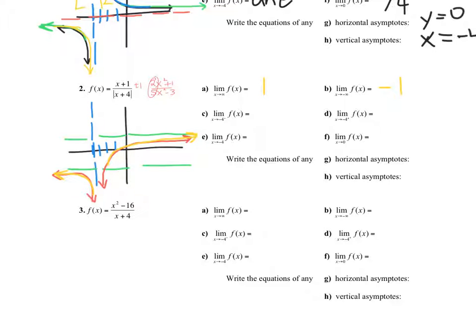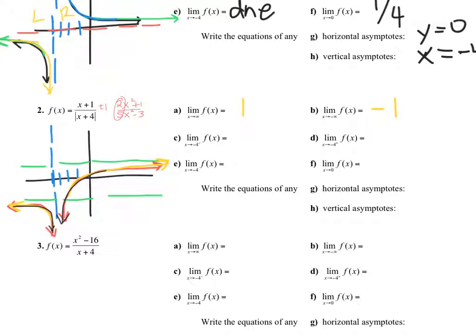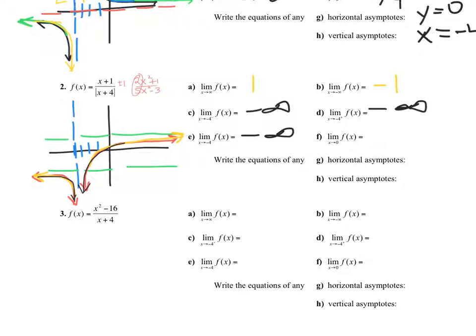Now, the next one is, as I go to negative 4 from the left-hand side, I'm going where? Down to negative infinity. And from the right, I'm also going down to negative infinity. So just because there's an asymptote there doesn't mean that there's no limit. The limit exists, it's just the limit is negative infinity, because they're both going to the same spot. They're both going down. And then when x is 0, you plug in 0, what do you get? You get 1/4 again.